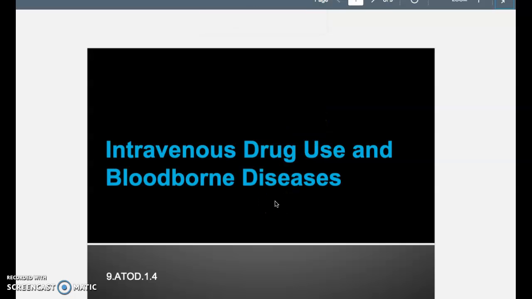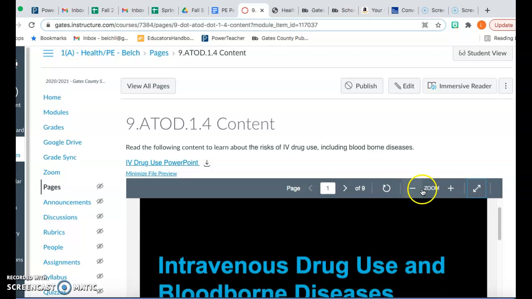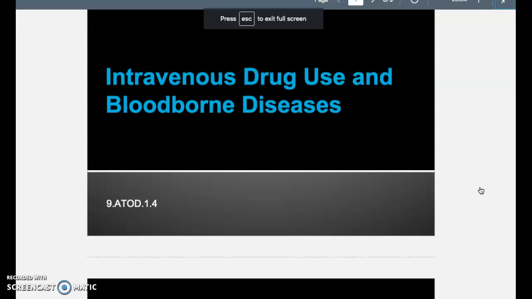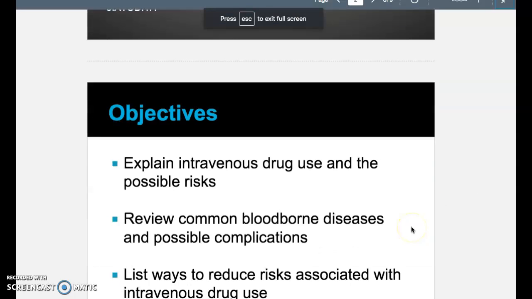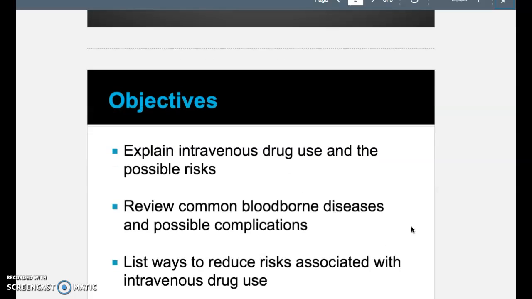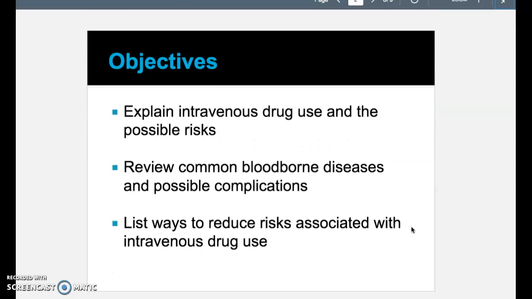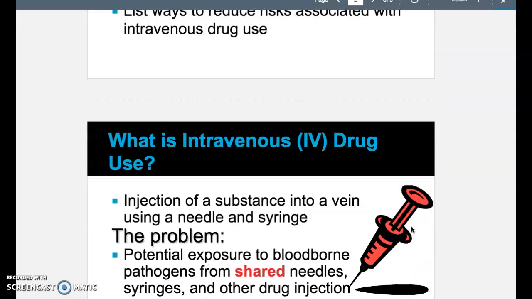IV stands for intravenous drug use and bloodborne diseases. So it's commonly known as IV drugs. The objectives are to define intravenous drug use and explain the possible risks, review common bloodborne diseases and possible complications, and list ways to reduce risk associated with intravenous drug use.